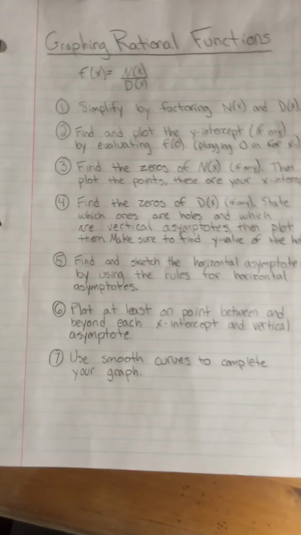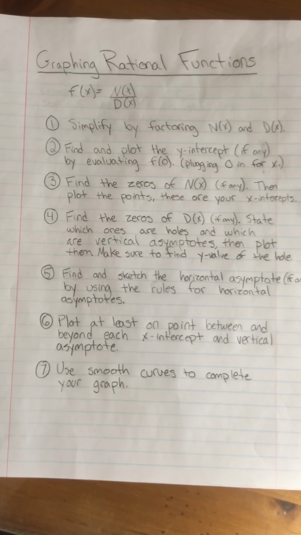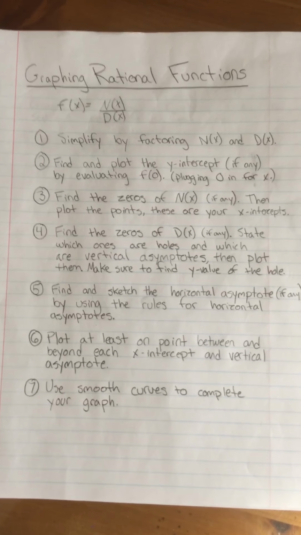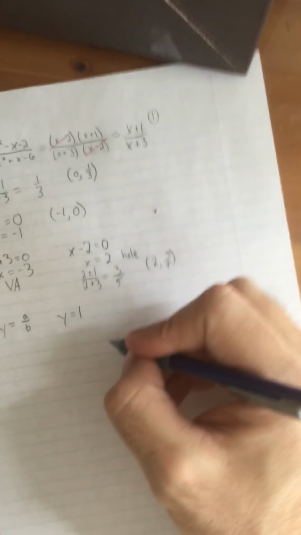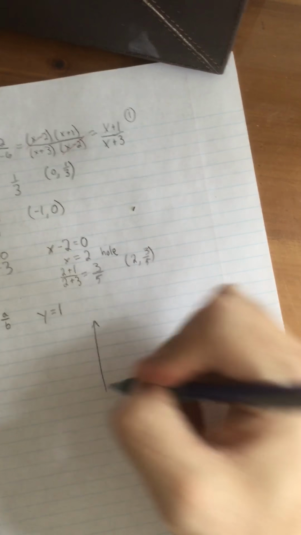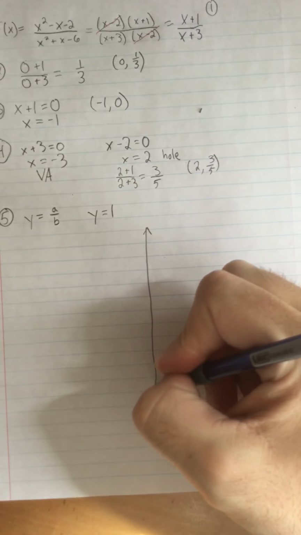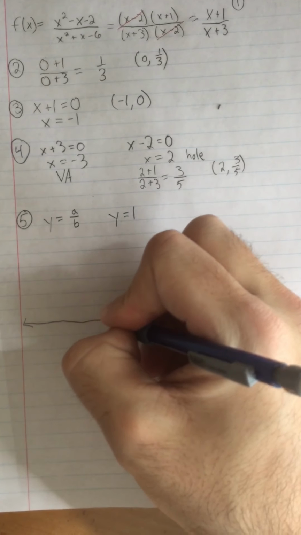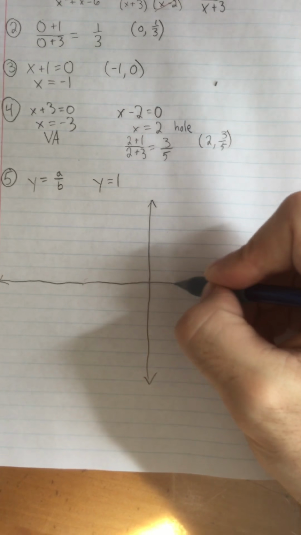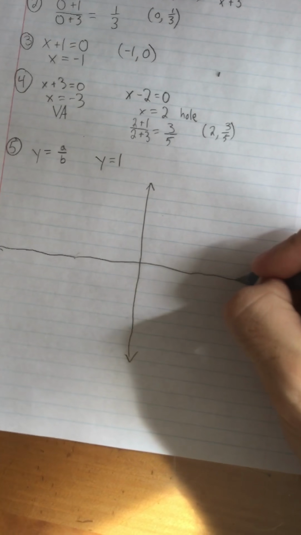And then step 6 is going to be plot at least one point in between and beyond each x-intercept and asymptote. So in order to do that, I have to plot these other points first. So I'm going to create my graph here. I'm just making my coordinate plane. And I can create my values on my x and y axis now.